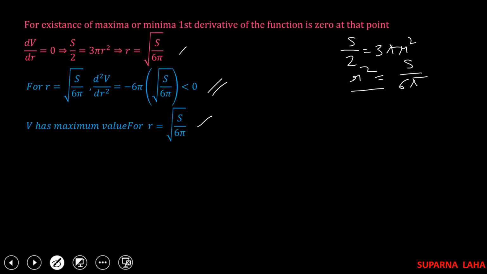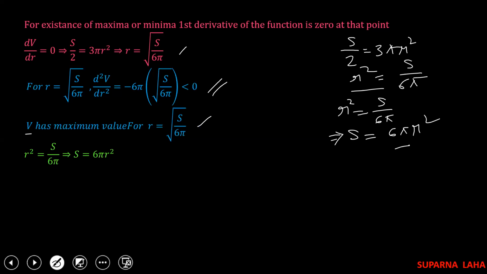Thus for r equal to root of S upon 6 pi, we get the maximum value for V. So I can write r squared is S by 6 pi. So what is S? S is 6 pi r squared. Now let's establish the relation between r and h. So r squared is S upon 6 pi, so S is 6 pi r squared.